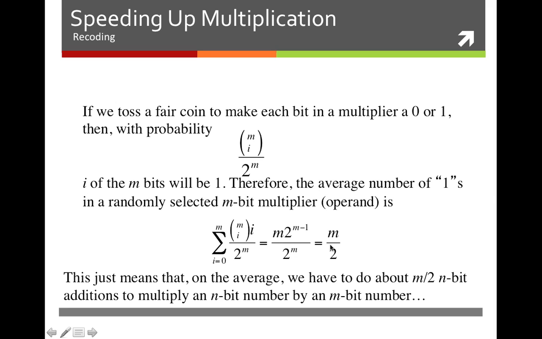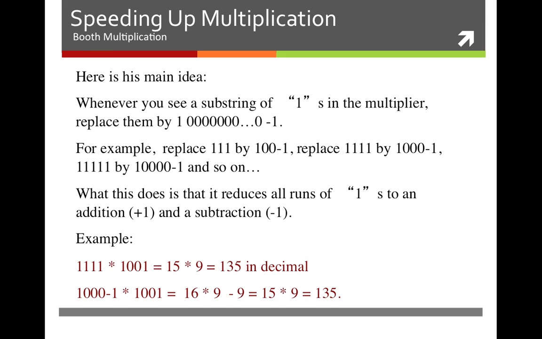So on the average, you have that many 1s, and if they also bundle together, coming together as consecutive sequences of 1s, we could actually save some of our additions. So the idea is this: whenever you see a substring of 1s in the multiplier operand, all you have to do is replace it by a string that begins with a 1 and a whole bunch of zeros, and then followed by a minus 1.